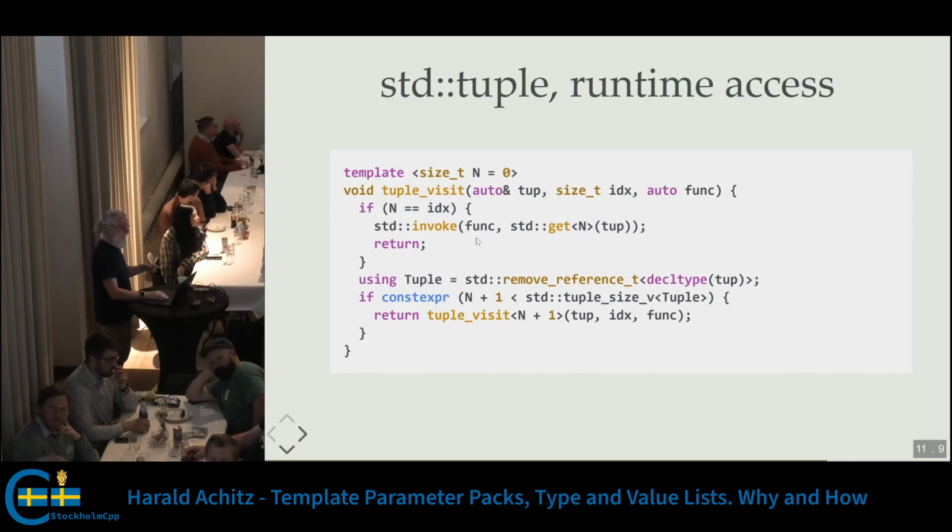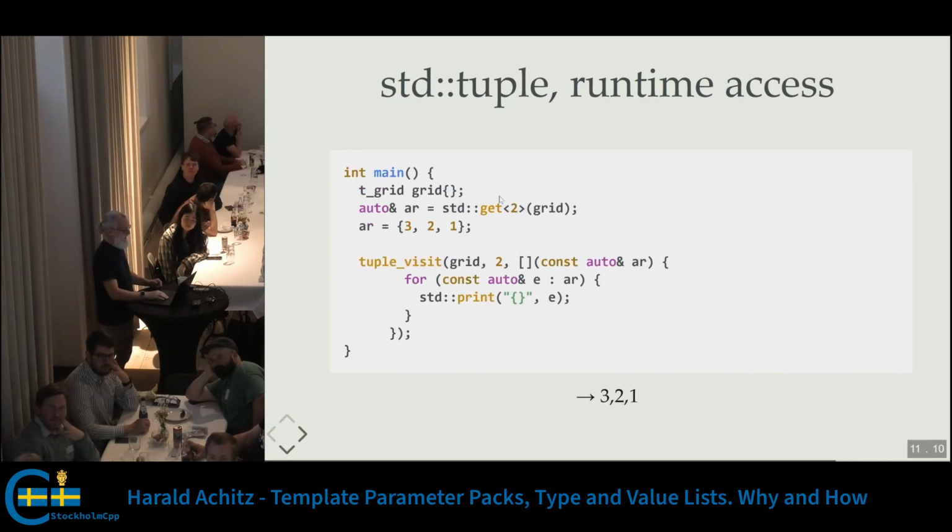So if we're not here, we do the recursion. We have a little bit of a check that we don't go outside of the range of the tuple and land in undefined behavior. And then it recurses into the next one. We start with 0. Now we start with 1, with 2, and with 3, and so on.